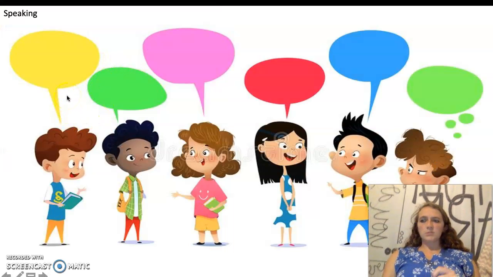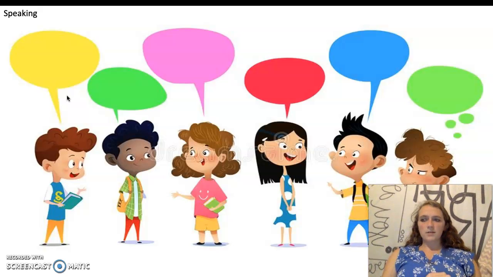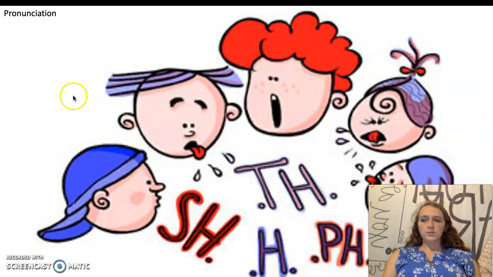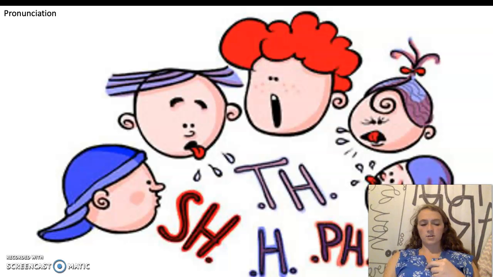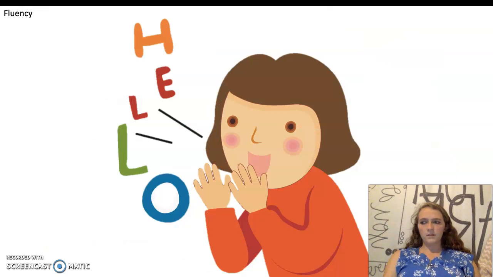Some may say that speaking is one of the easier skills to teach, but difficult to assess. There are 3 main areas of speaking to pay attention to, and those are pronunciation, fluency, and accuracy. Pronunciation is the act of producing sounds of speech that also includes articulation, stress, and intonation. Poor pronunciation can cause comprehension problems for listeners. We as teachers need to pay attention to whether or not a student's accent makes it hard to understand them.